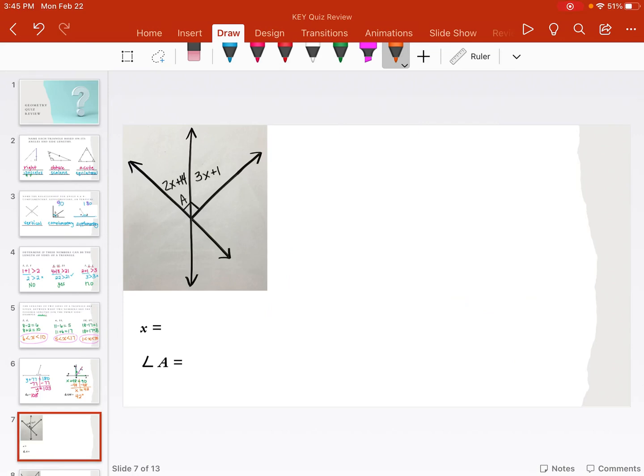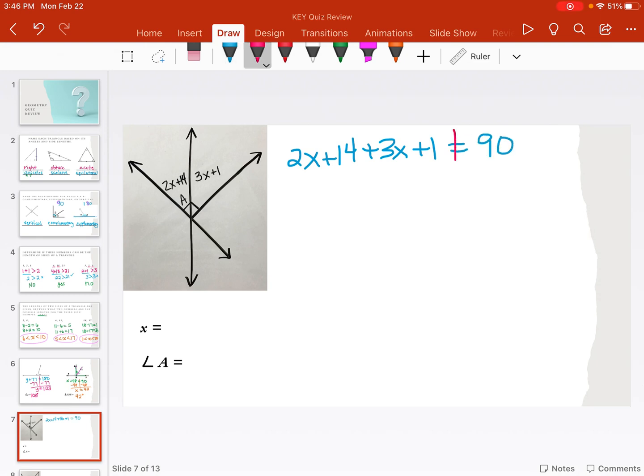All right, here's one that's a little bit harder. Now we've got our equations mixed in there. So there's a lot of angles going on here, but I really just need these two, which are creating a right angle. Okay, so I'm going to set it up equal to 90. So I have 2x plus 14 plus 3x plus 1, which is equal to 90.